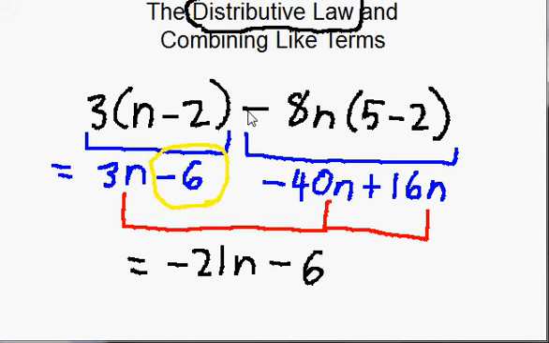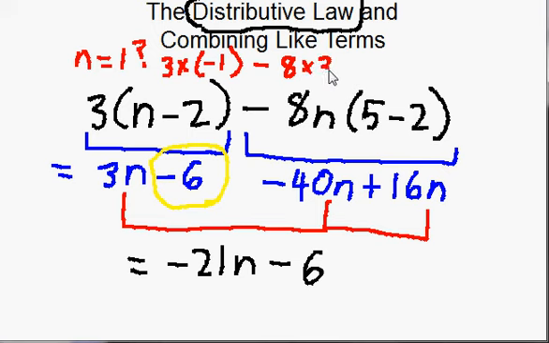So let's say that n was equal to 1. Let's test if we got the right answer. N equals 1. Well, if I plug in 1 here, I get 3 times negative 1, because 1 minus 2 is negative 1, minus 8 times 3, because n is equal to 1, right? And so I end up with negative 3 minus 24, which is negative 27.